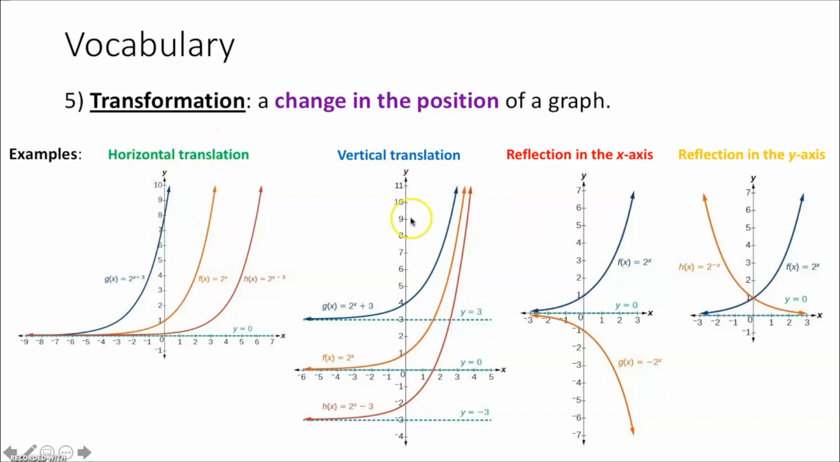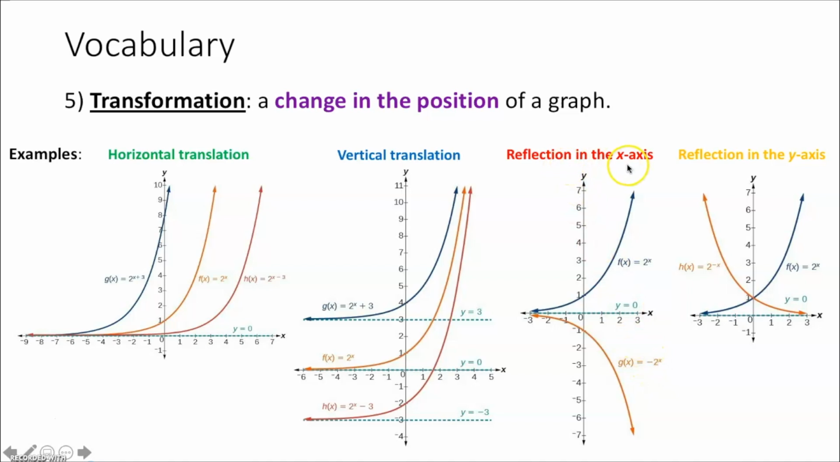A vertical translation would be moving your parent function up or down, and that happens with your k value at the end. So here you can see if we add 3 at the end of that function, rather than like here where we added it in the exponent, if you added it at the end, it shifts your graph up or down. Here, you can see our a value. If it's positive or negative, that affects the graph as well.